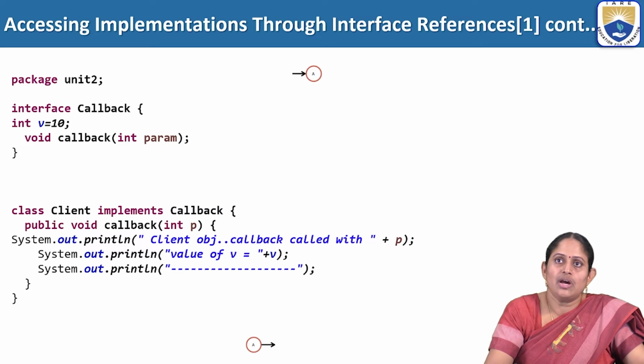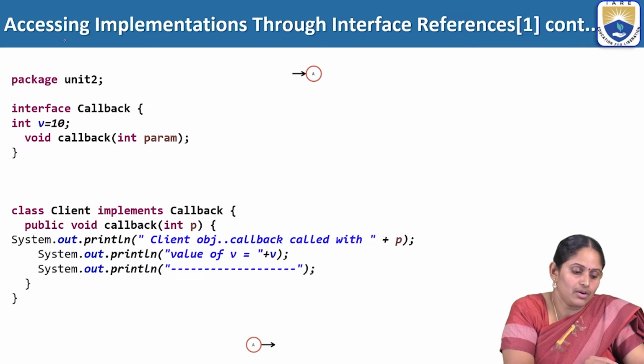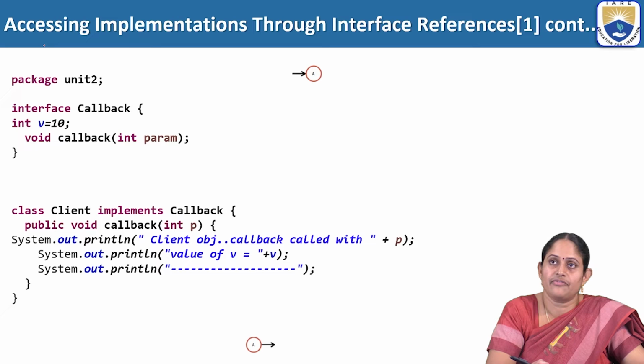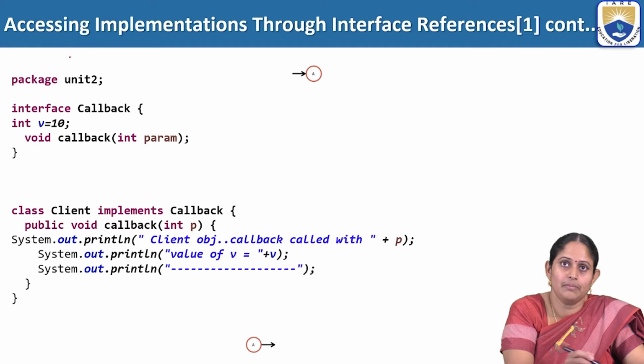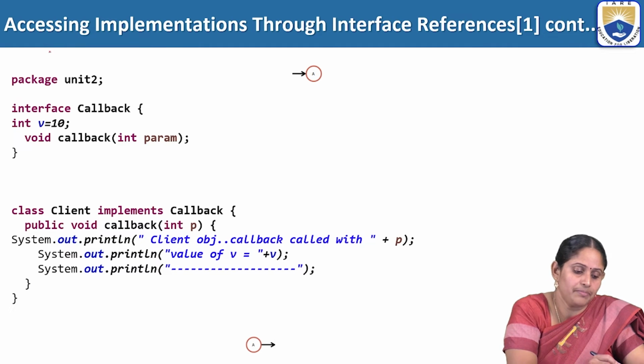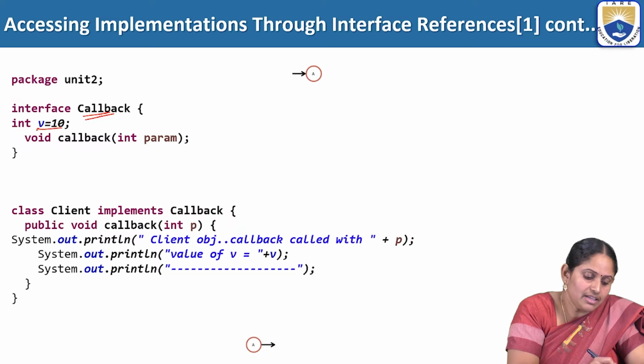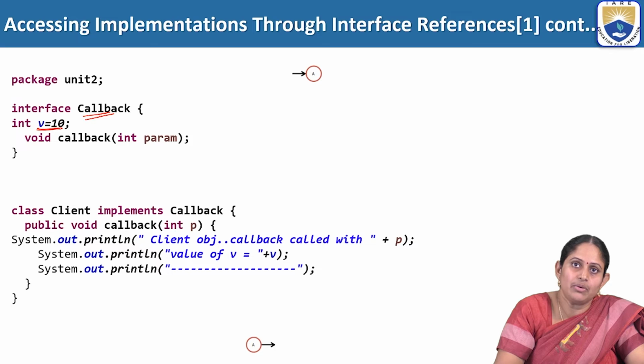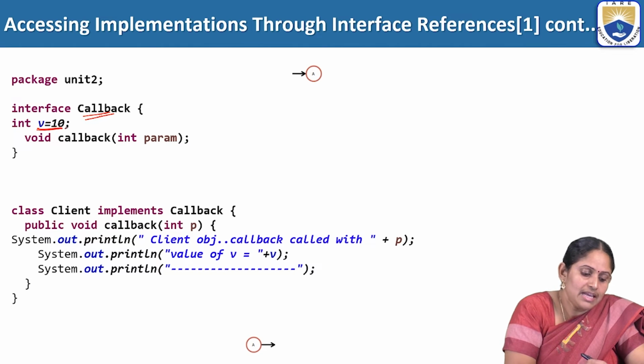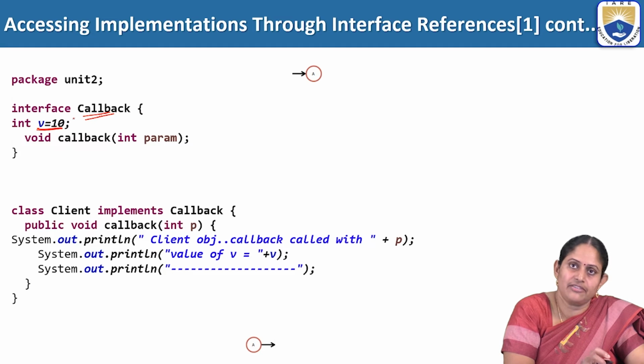Now let's look into how to make use of this interface reference variable in one more example. In this case, we have the interface named callback. It has a variable named v, which is initialized to 10. This should always be initialized, and these are all static and final. And we have the abstract method callback with some parameter passed to it.